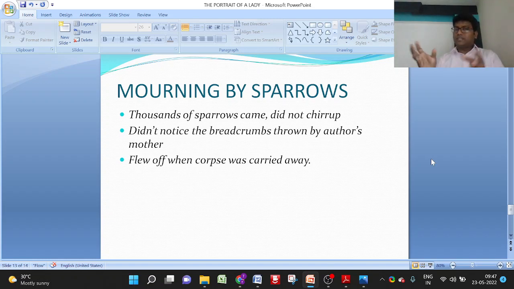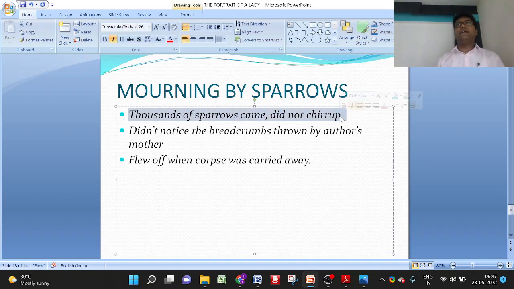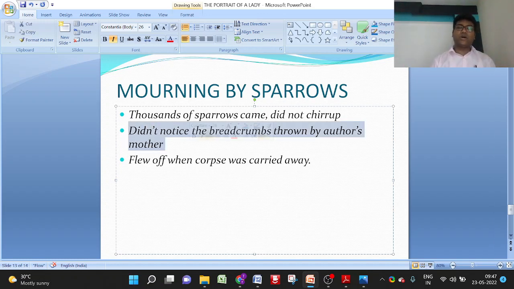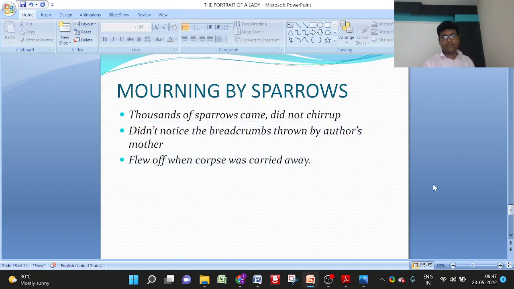So when the author's mother, Khushwant Singh's mother, came, thousands of sparrows came but did not shut up. Every day they used to make a kind of noise, hustle and bustle. But they didn't notice that day when the author's mother offered them some breadcrumbs. They didn't notice the breadcrumbs thrown by the author's mother. And maybe the sparrows could also feel something. They flew off when the corpse was carried away. And this is how the text ends.